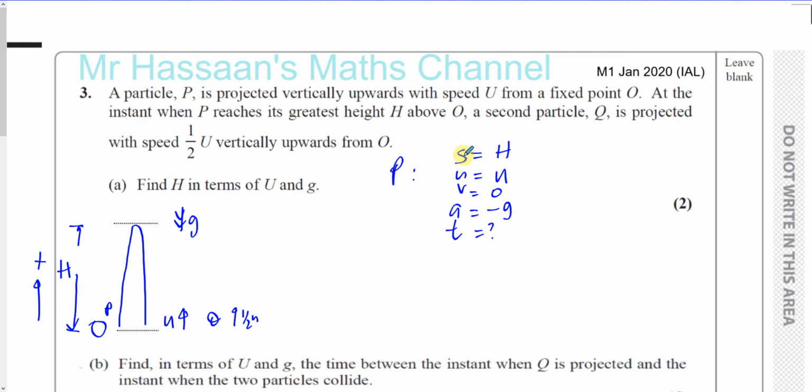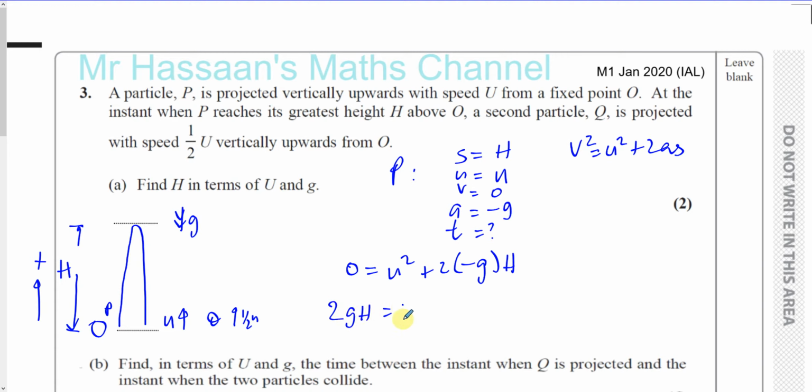So we have V, U, A and S, so we can use V squared equals U squared plus 2AS. We get 0 equals U squared plus 2 times minus G times S, and S is our H, which we have to find. Keep it in terms of G, so don't use 9.8 here. Making H the subject, we end up with 2GH equals U squared, so H is equal to U squared over 2G. There's the answer to part A.